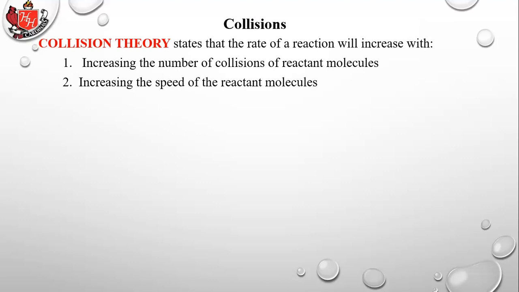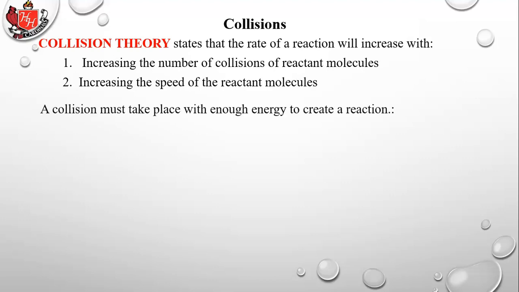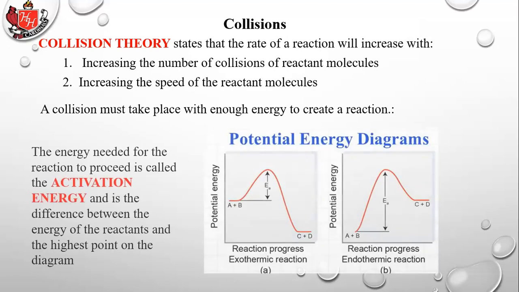So fundamentally, chemical reactions happen when reactants, atoms and molecules, smash together and break apart, and then recombine into new substances called products. So the collisions are very important. If they don't happen, then you don't have a chemical reaction. So a collision must take place with enough energy to create a reaction.